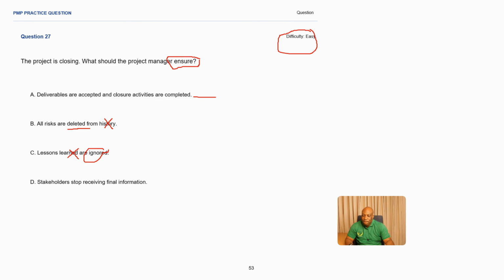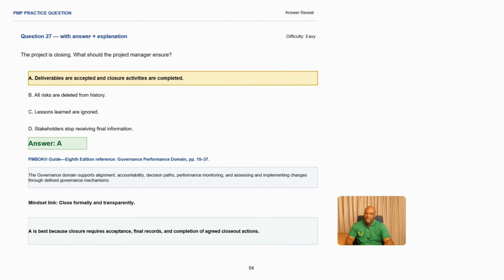You have to capture them. Then stakeholders, they stop receiving final information. Stakeholders receive even the final report when they're closing the project, making this an incorrect answer. And in this scenario, A is our best answer. Deliverables are accepted and closure activities are completed. So if the project is closing, you have to make sure that the deliverables are accepted and also the closure activities are completed.